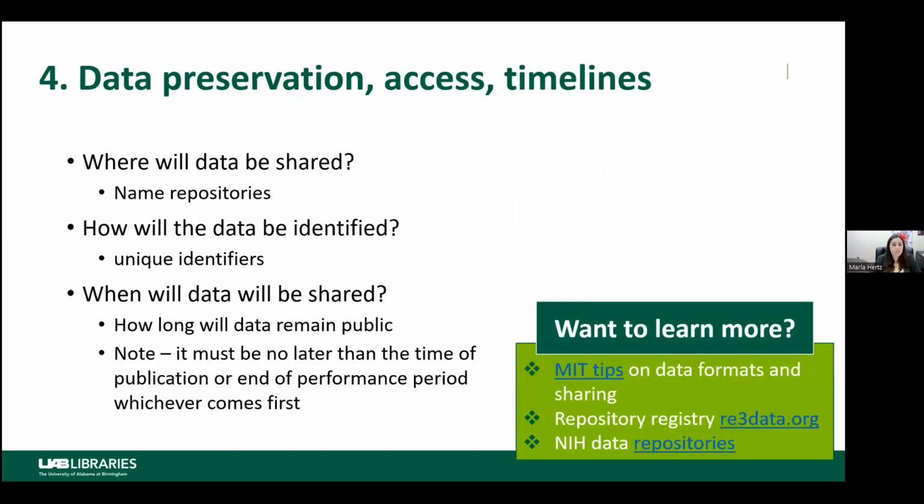And then in the 4th section, you want to talk about where the data will be shared and when. So what's the repository and how are the data going to be identified from that repository? And the data must be shared no later than the time of publication or the end of the performance period of the grant. So if your grant is 4 years long and you still haven't published a manuscript about the data, you'll still have to make the data available.